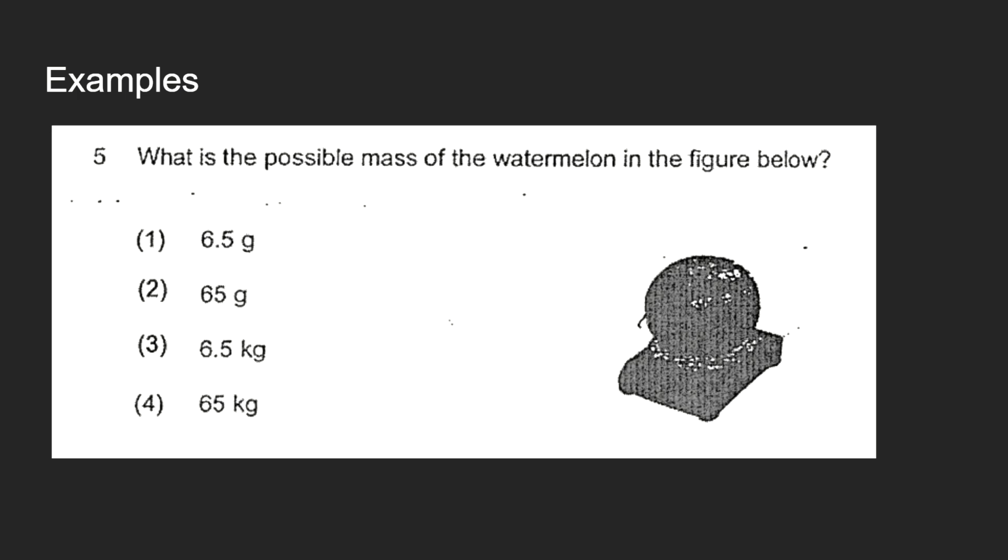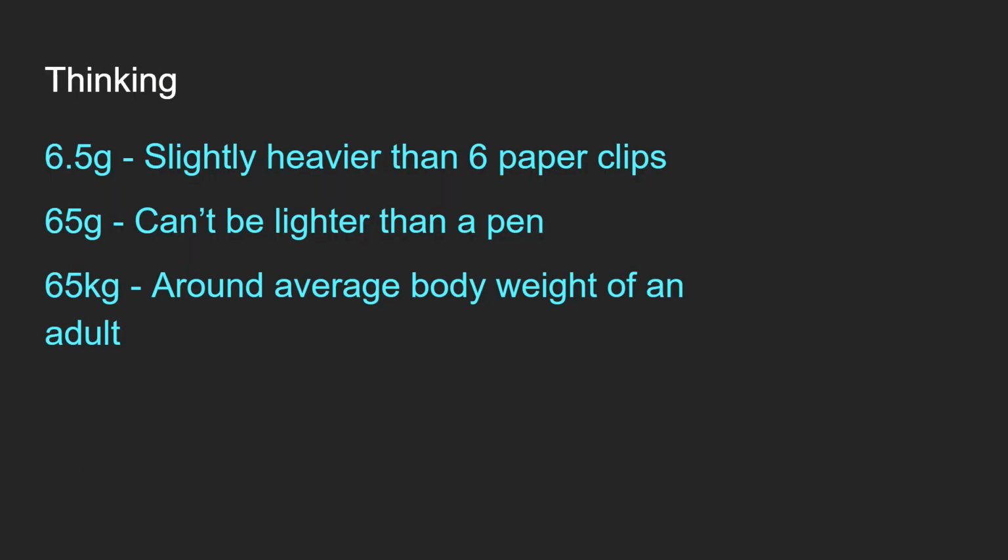So next, what is the possible mass of the watermelon in the figure below? The options are 6.5 grams, 65 grams, 6.5 kg, and 65 kg. So talking about everyday items, this is where it comes into use. Let's say you have 6 paper clips in your pencil case. You can conveniently use it to measure how about 6 grams feels like.